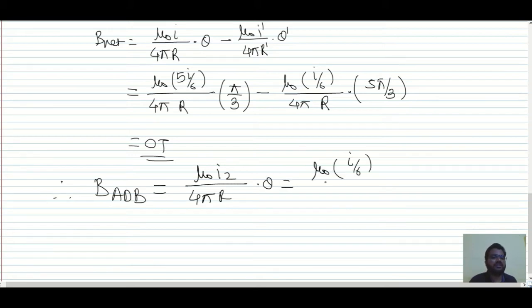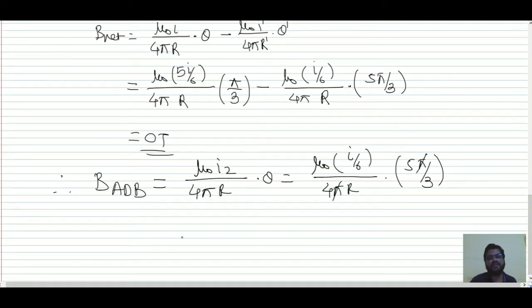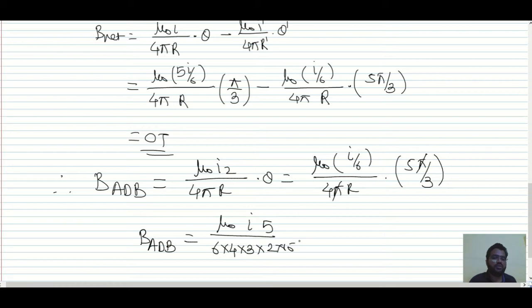It is I by 6 divided by 4 pi r into theta, we have 5 pi by 3, that is 300 degrees. Now pi gets cancelled, pi gets cancelled. So the magnetic field due to ADB is equal to mu naught I divided by, this is 5 over here, this is 6 into 4 into 3 into what is r? It is 2 into 10 to the power minus 2.